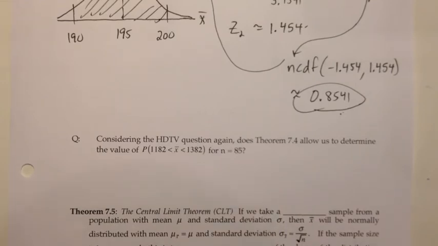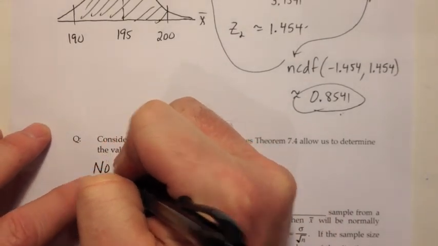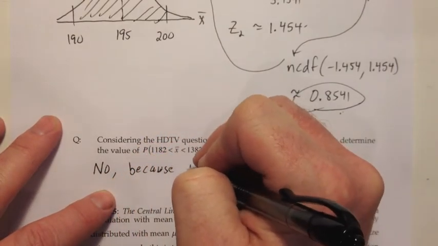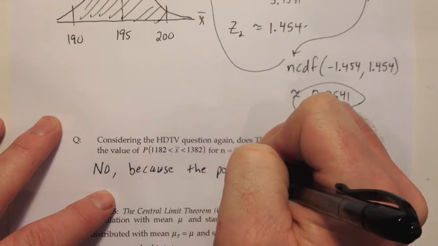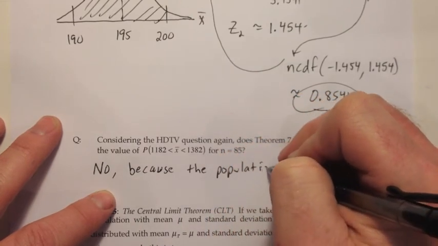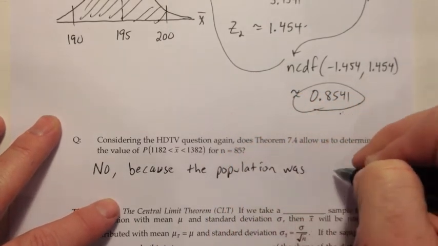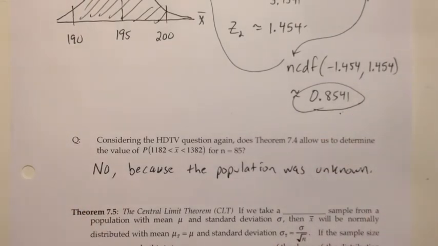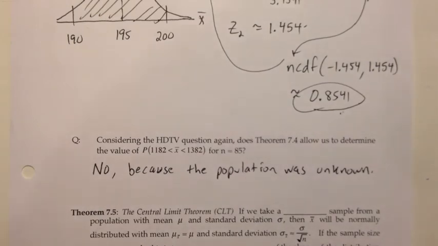Alright. And then the final question is, if you went back to the HD TV question from the previous section, does this Theorem 7.4 allow us to determine that probability that we were kind of stuck on before, that x bar is between 1182 and 1382? And unfortunately we have to say no, because the population was unknown. And in order to use Theorem 7.4, you have to know that you have a normal population, and that problem didn't state what the population was.